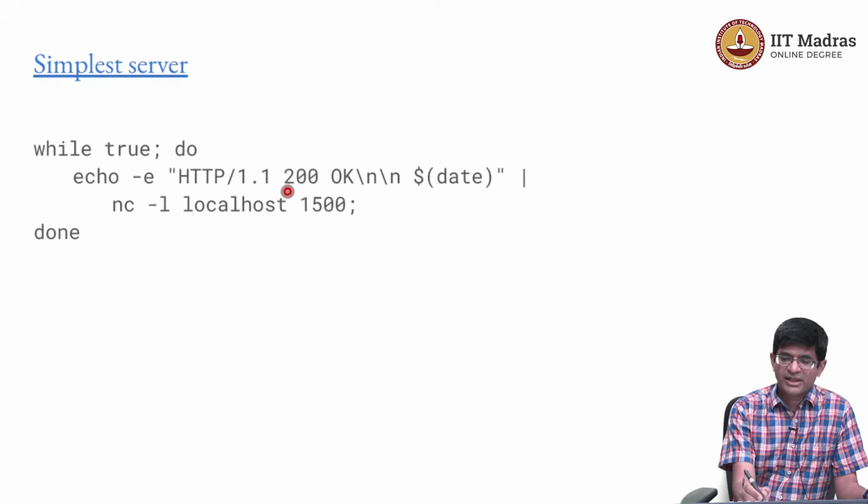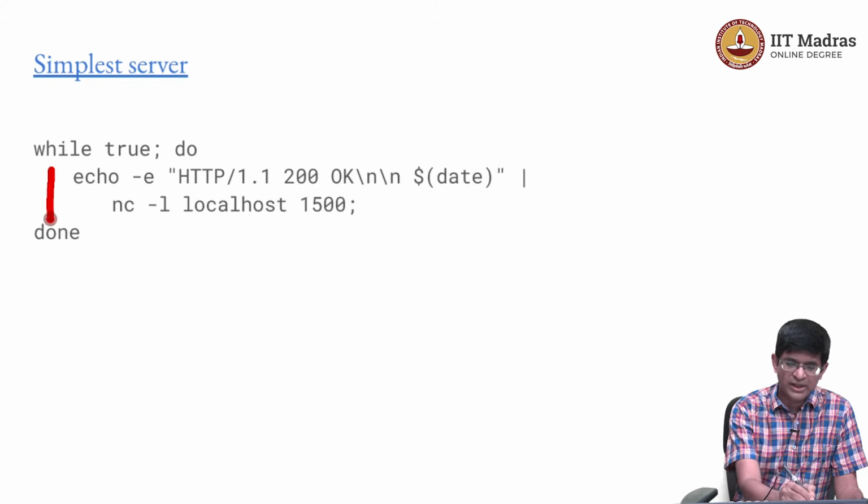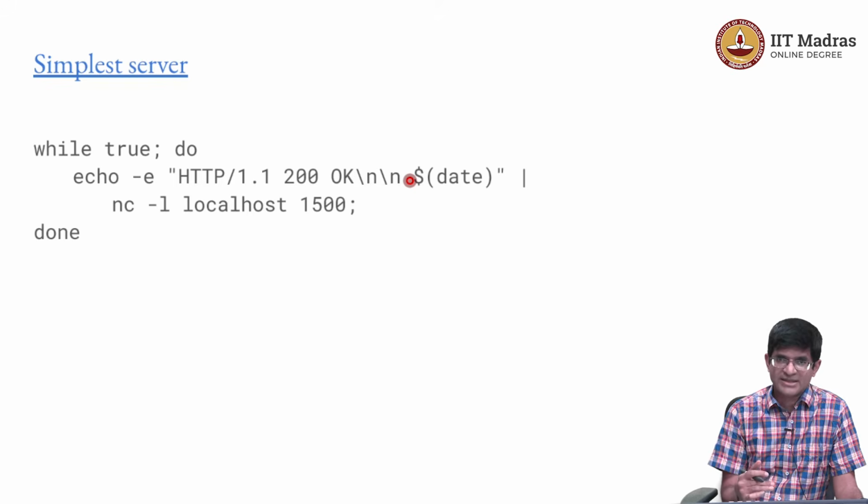Now in this particular case, as you can see, this server is always going to say 200 OK, because I just have a while loop where all that it does is print out 200 OK. This backslash n is to leave two blank lines. That is how the HTTP header and data are separated.